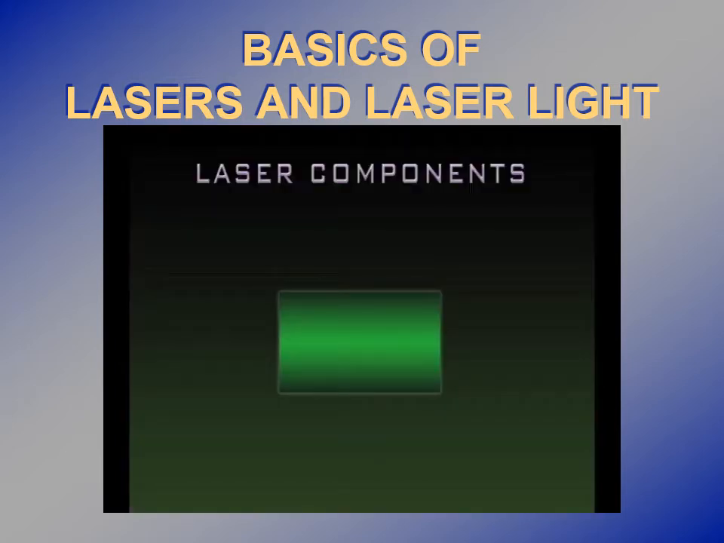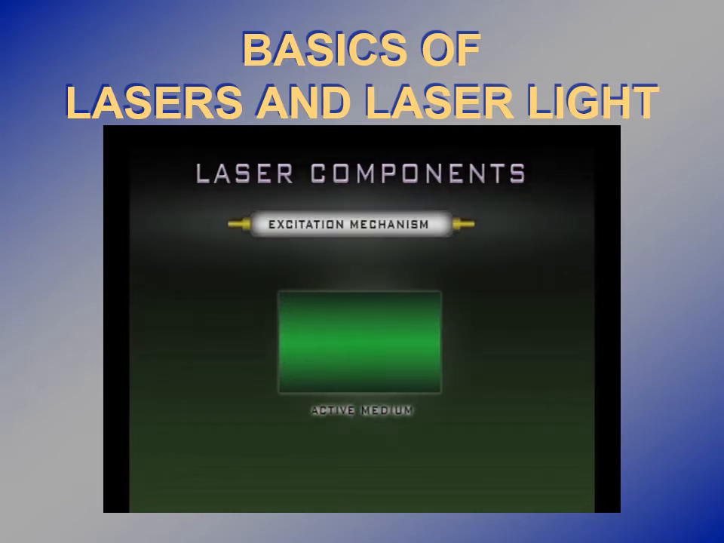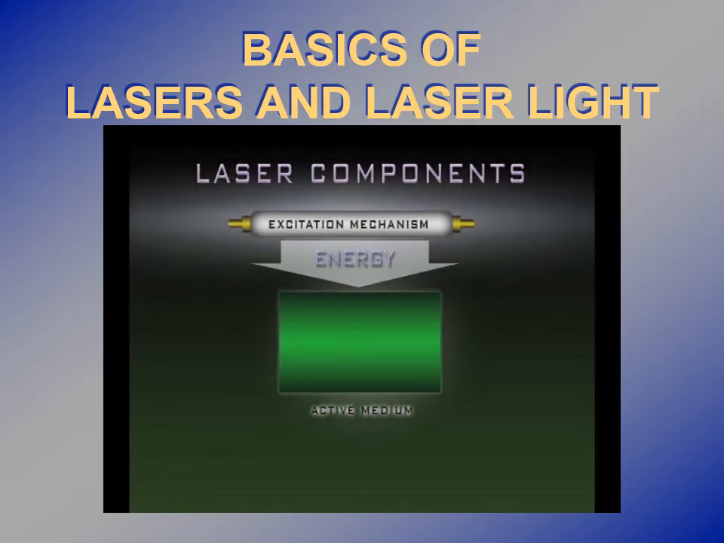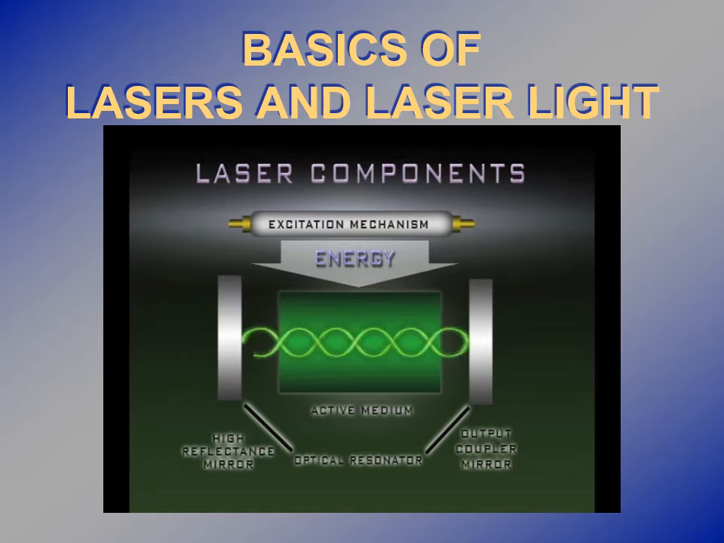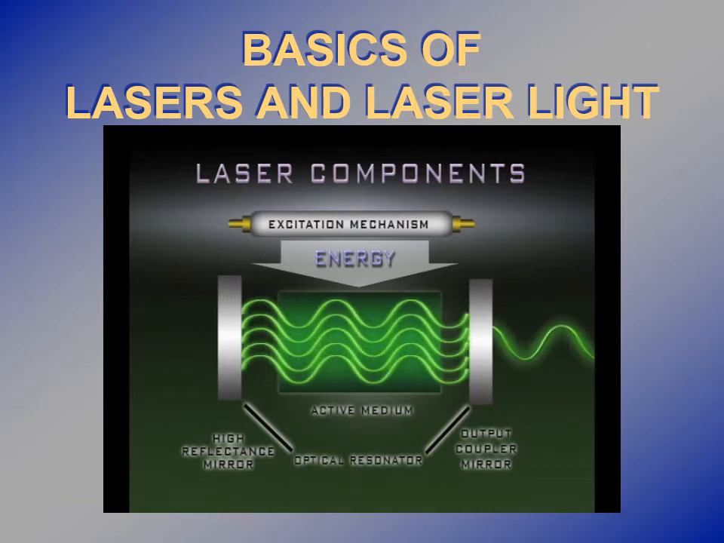All lasers are constructed on the same basic design. The active medium is a collection of atoms that can produce light by stimulated emission. The excitation mechanism is an energy source that excites those atoms so they can emit light. The optical resonator is a pair of mirrors on each end of the active medium. The laser light bounces back and forth between the mirrors, passing through the active medium, getting stronger and stronger, and then some of the light passes through the partially transparent output coupler to form the output beam of the laser.